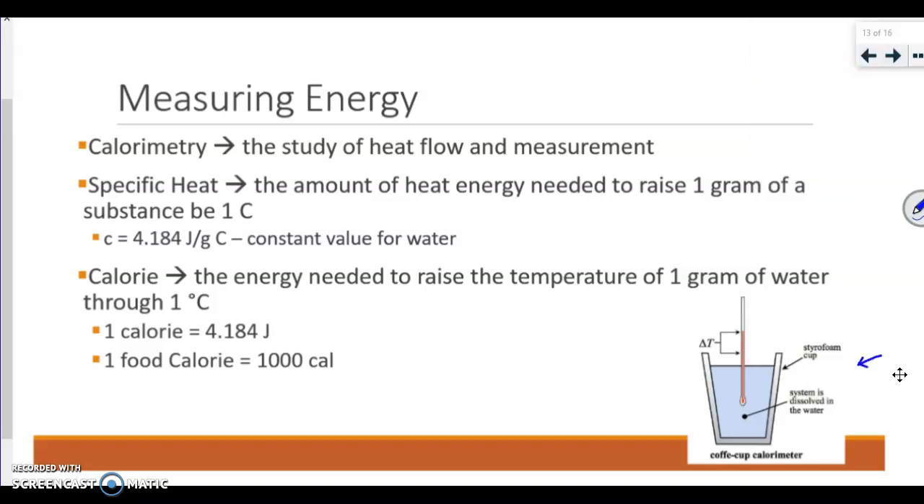It's a coffee cup for the insulation with water, a reaction that takes place in the water, and a thermometer that records change in temperature. You get the initial temperature and the final temperature, as well as the mass of the water, and it can tell you how much heat is being produced, released, or absorbed. Calorimetry in and of itself is the study of heat flow and measurement, hence the name calorimeter for the instrument.